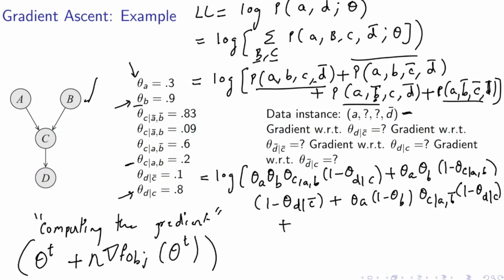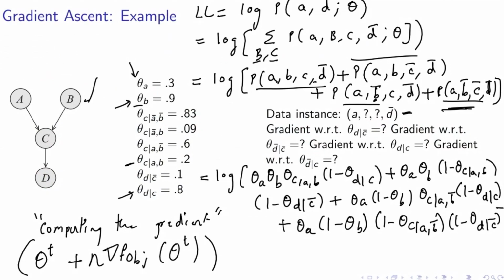And then the last term, which is that one, is theta of A times 1 minus theta of B, 1 minus theta of C given A comma B bar, into 1 minus theta of D given C bar. So that's the expression for the log likelihood according to the data point that is given on the slide.